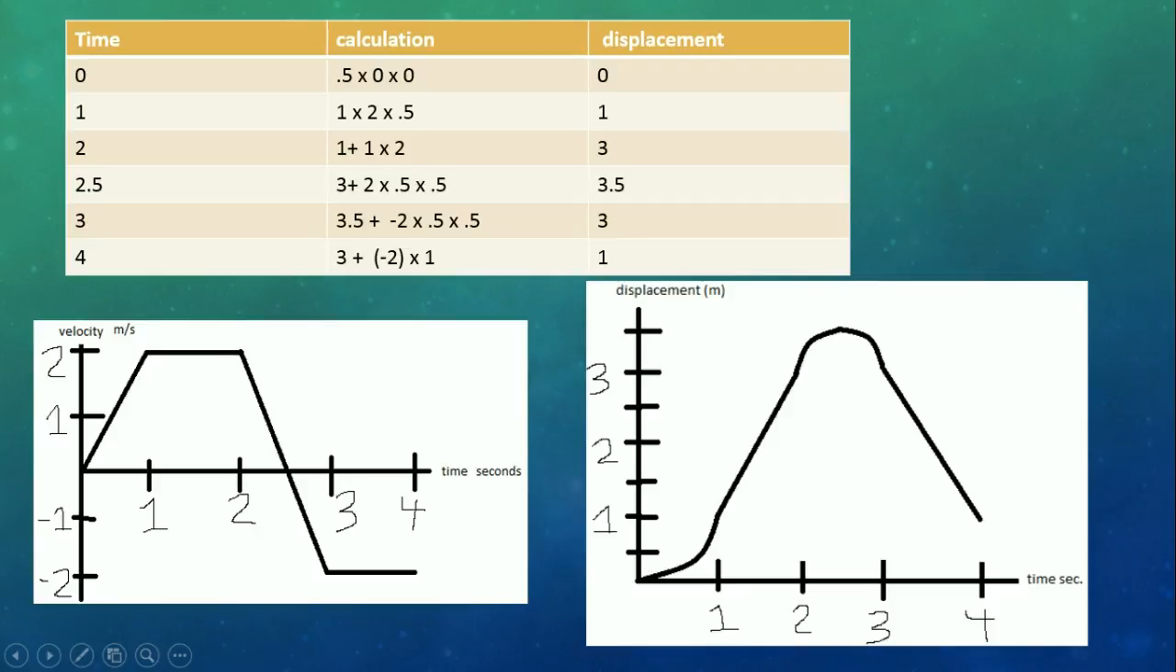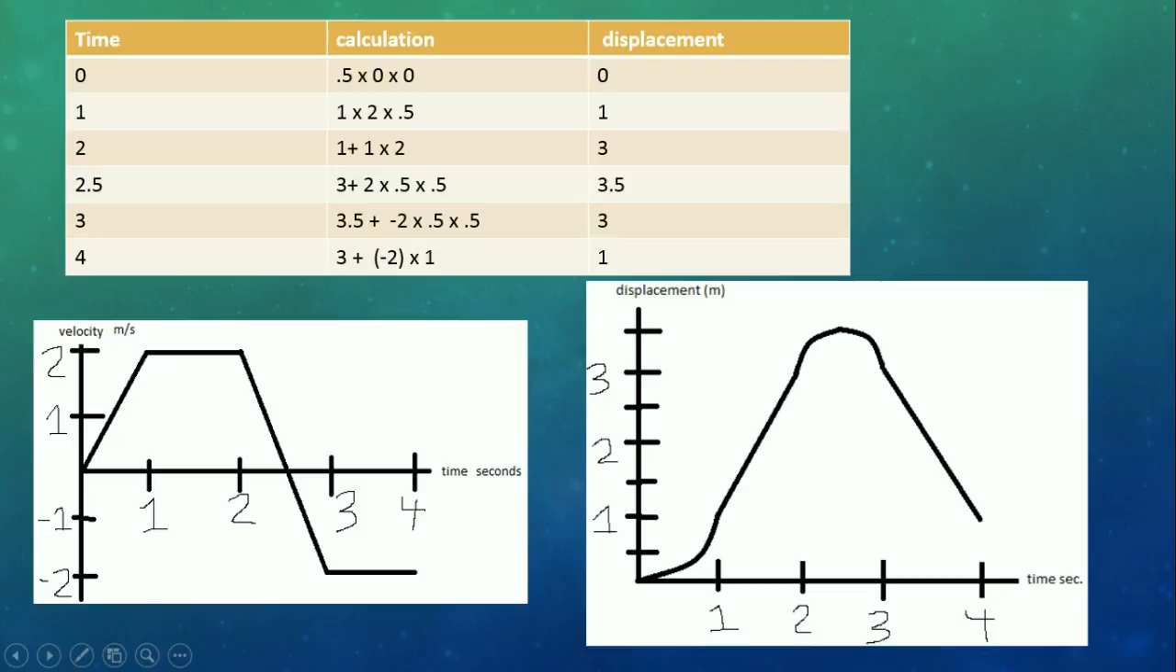And so at 1 second to 2 seconds, the area is just a rectangle. So 1 times 2 is just 2. And then if you add that with the previous displacement, you get a total displacement of 3 meters. So we're all the way at 3 meters at 2 seconds, and I connected with a straight line because there's no acceleration. So it's a constant change.